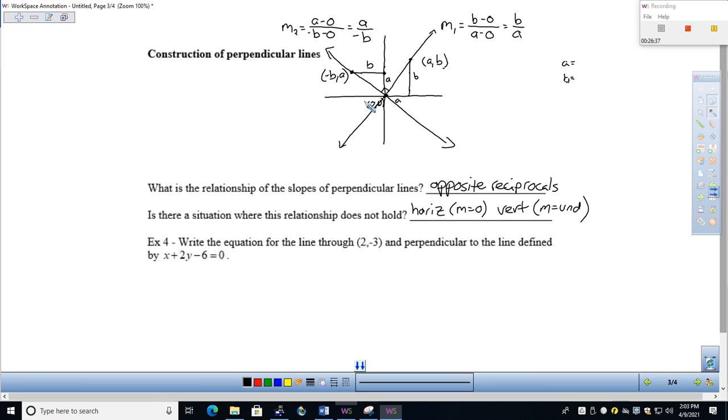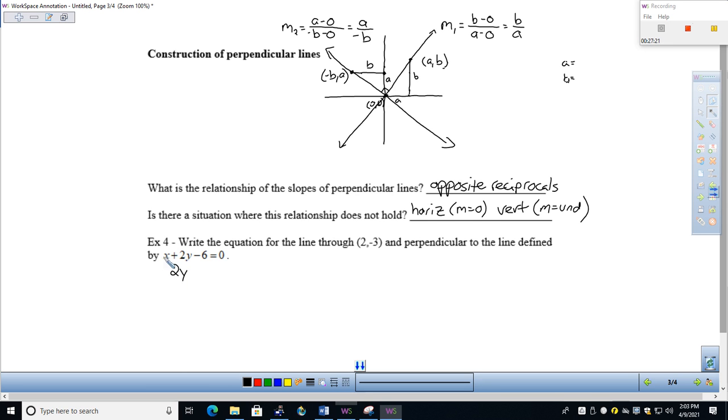Okay, example 4. Write the equation for the line through this point and perpendicular to this line right here. So this is in what's called general form. We've got our x, we've got our y, our constant, equal to 0. That's all well and good, but it's not helpful just yet. So what we need to do is put this into slope-intercept form to start.